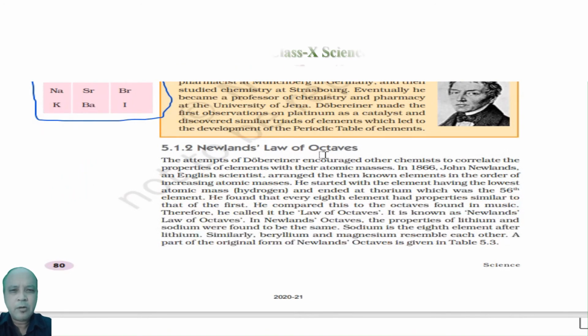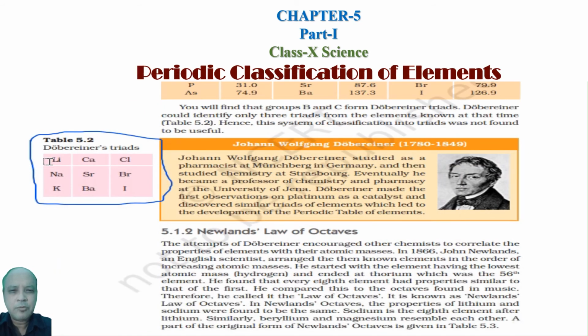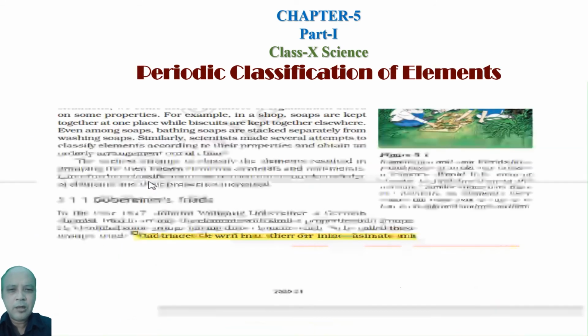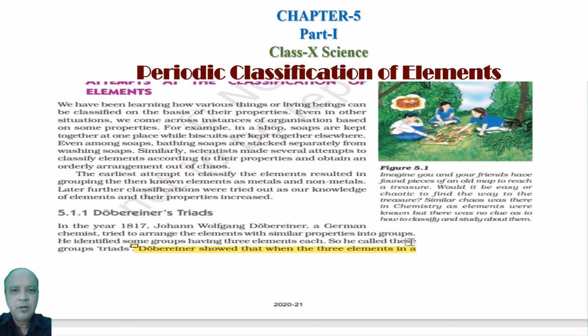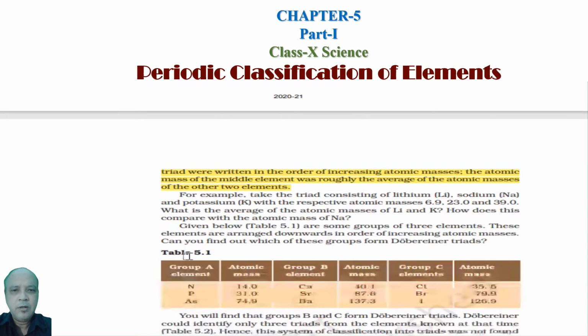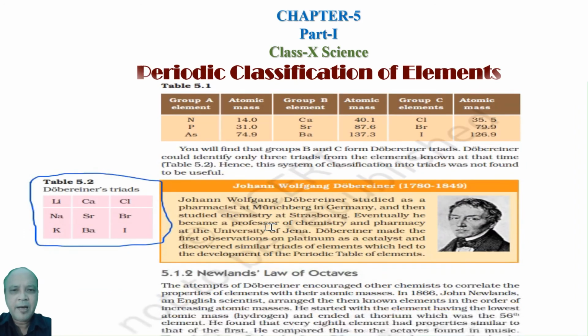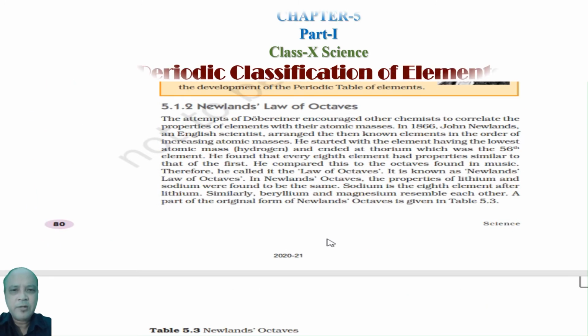Now we go to Newlands' law of octave. After that, the Dobereiner triad was not successful because it was dealing with only 3 elements, and we have a lot of elements. So at that time, how many elements were found? It is not mentioned here how many elements there were. I'll give it to you later on. So let's go to Newlands' law of octave.